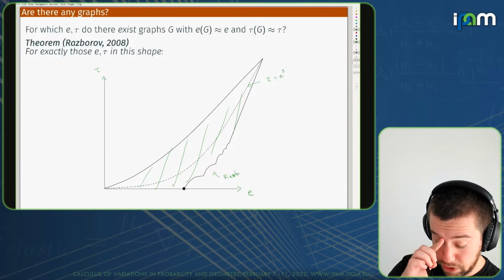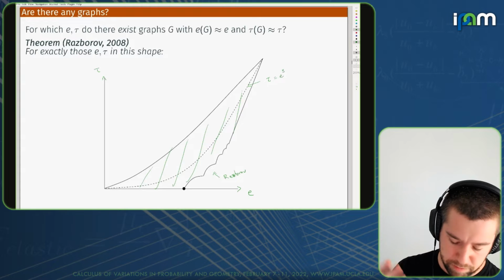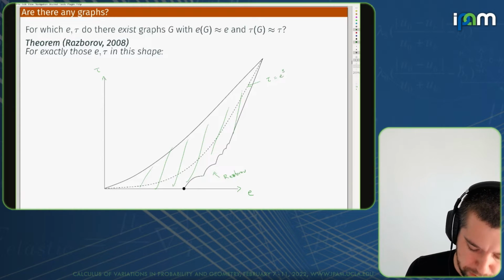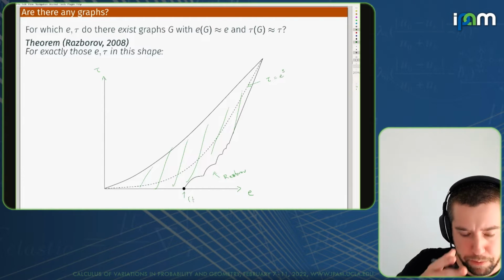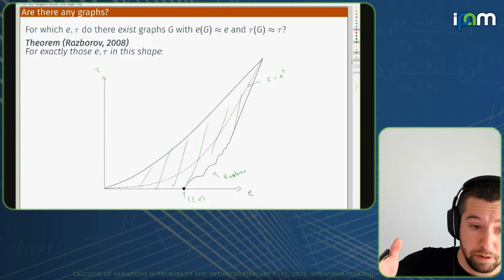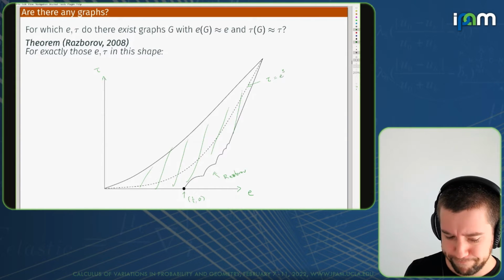The lower edge of this triangle is actually made up of a countable number of algebraic curves, which you can find explicit formulas for. I maybe don't want to get too much into it. Maybe I'll just say that this point here is the point (1/2, 0). So when you have edge density less than 1/2, it's possible to get by with no triangles at all by taking a bipartite graph. But as soon as you get more edges than that, you have to have a certain number of triangles.